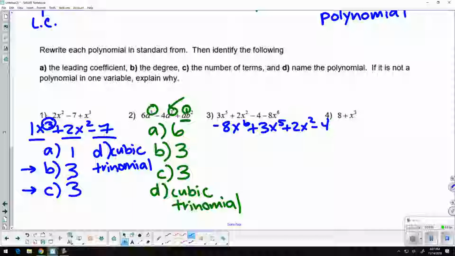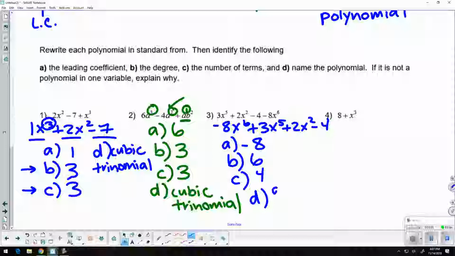That's it. Because you don't want to put in extra terms that you don't really have in the problem. But for this one, part A, leading coefficient is negative 8. Part B, the degree would be 6. Part C now, how many terms do we have? There's 4 terms. And now for part D, we want to actually name this guy. So again, based on the degree is 6. So there's really no special name. It stops at 5. 5 is a quintic.